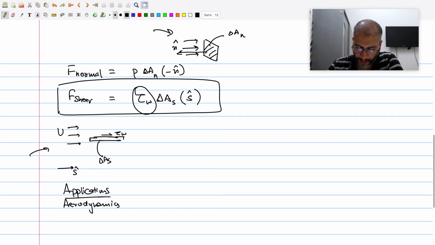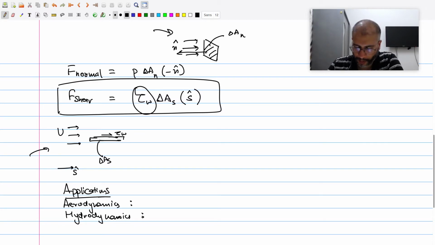Air flowing across a solid body. Typical examples are the flow of air across aeroplanes, automobiles, rockets and so on. The other is hydrodynamics. In hydrodynamics we have flow of water.